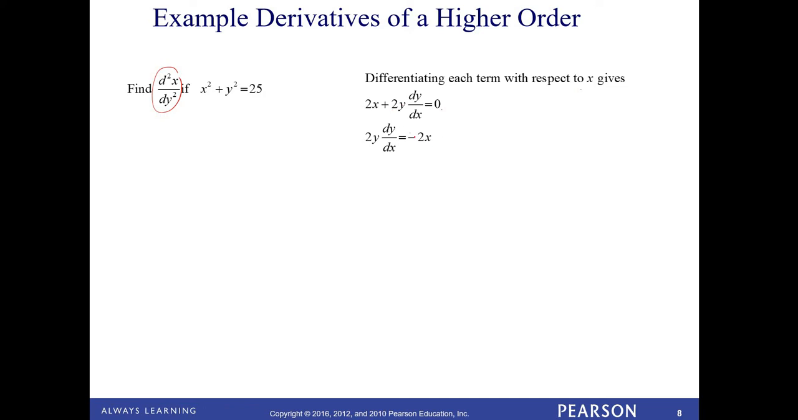So let's do this again. One more example for your notes. We want the second derivative now. So first we find the first derivative. Differentiating each term with respect to x. 2x plus 2y dy dx equals 0. Moving the 2x to the right and then solving for dy dx, we get negative x over y. That's the equation for my first derivative of this function.